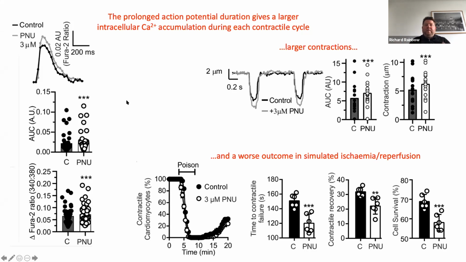And then in our simulated ischemia and reperfusion model, it was actually shortening the time to contractile failure, suggesting they were running out of ATP more rapidly. It was reducing the contractile recovery in the cells and reducing cell survival. So blocking of this tiny little channel was really having quite a profound effect on the outcome of this ischemic conditioning.